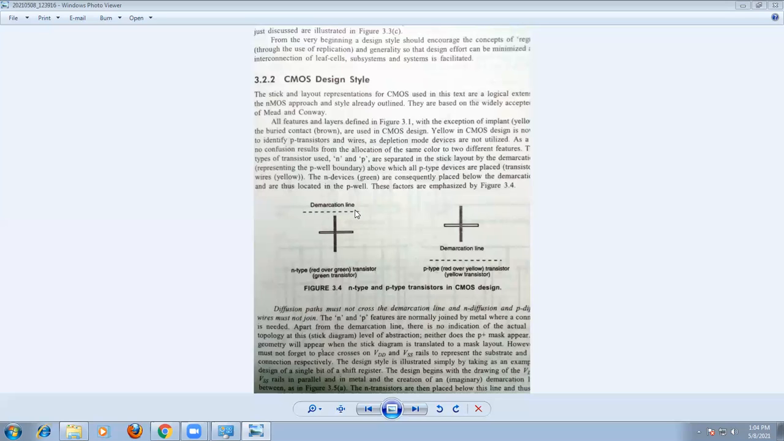Always remember which layers will cross the demarcation line. No diffusion, either N diffusion or P diffusion, will cross the demarcation line. N diffusion and P diffusion will not cross the demarcation line. That's the main thing you've got to remember.